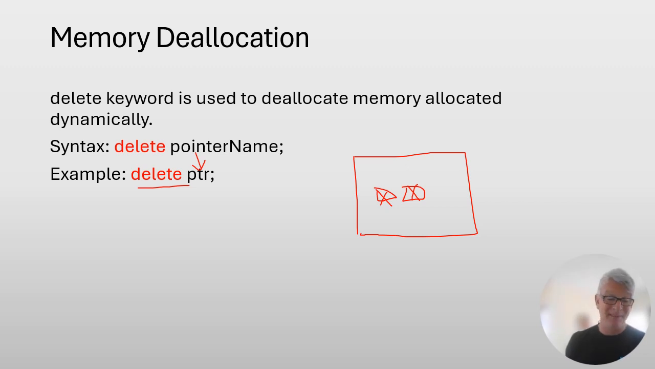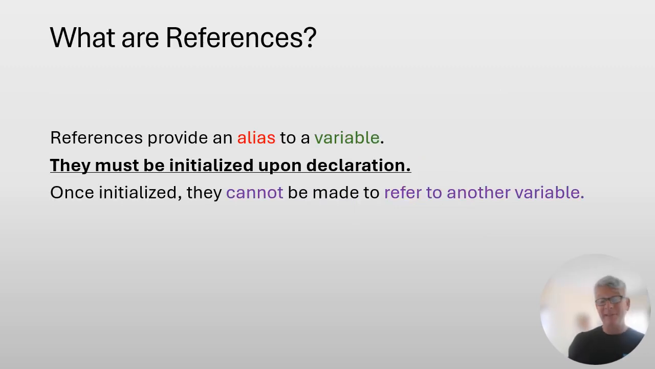It's cool. Now, references. A reference is an alias to a variable. It's another name for the variable. You must initialize these on declaration. You can't declare it and then just assign it later. You have to assign it its alias.